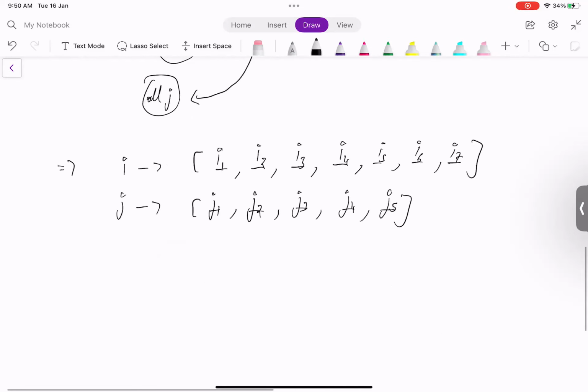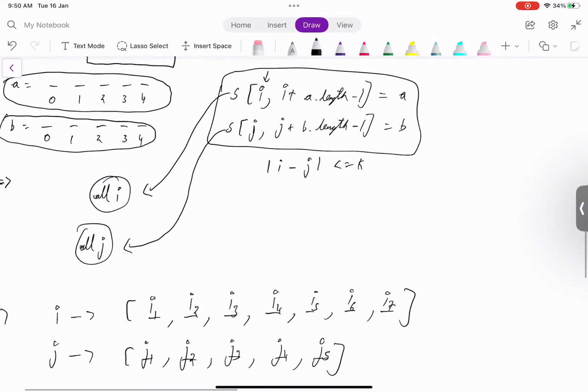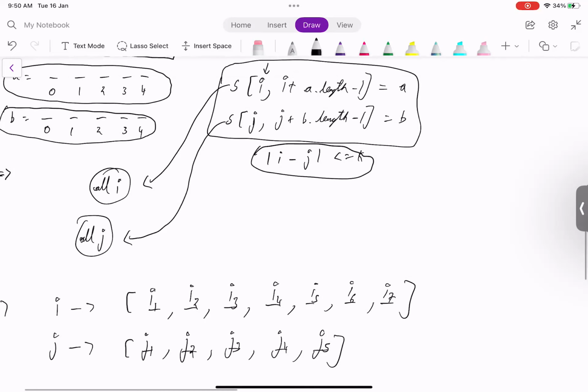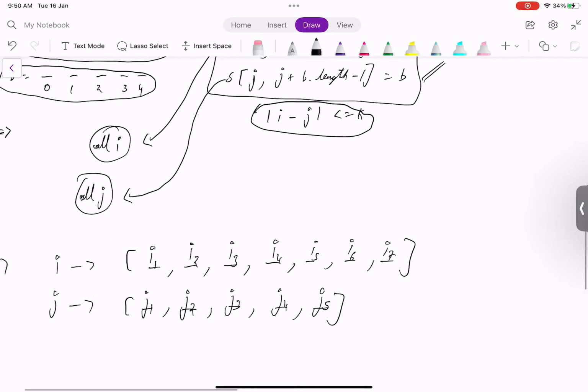Now we handled the first two conditions, but we didn't handle this one, right? So to handle this, we should make a decision on I, because we need to output all indices I which are beautiful. For I to be beautiful, firstly these two should be satisfied, and this should be satisfied too. These two we already handled. For a particular I to be beautiful, there should exist at least one J such that the absolute value of I minus J is less than or equal to K, right?